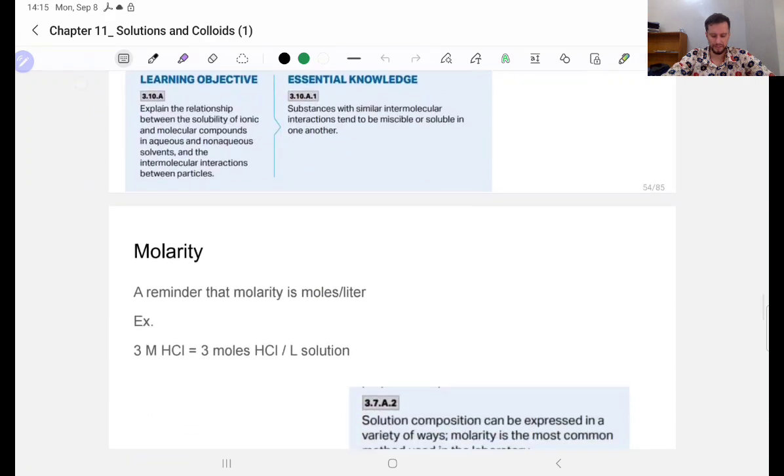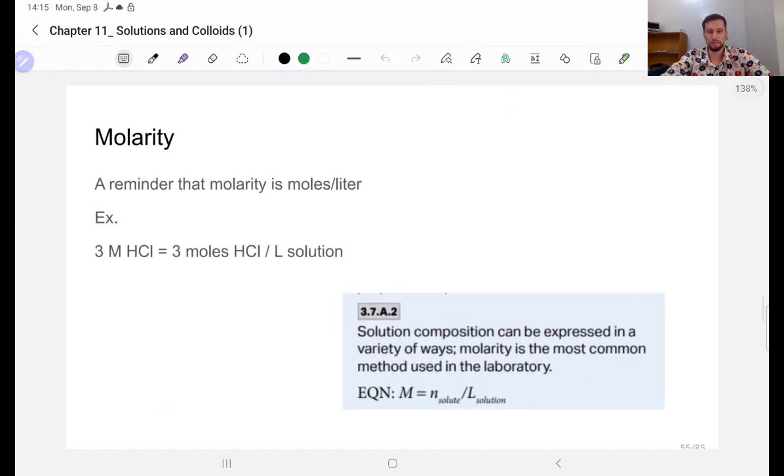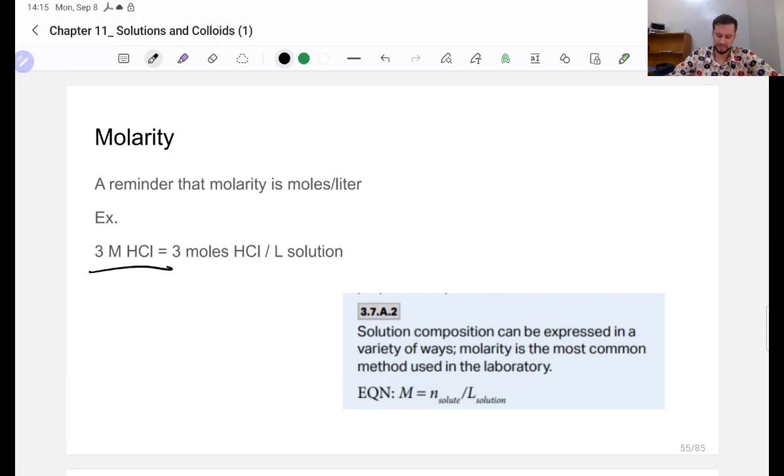So first of all, something that you probably already know, but molarity is moles per liter. And so reminder, for example, 3 molar HCl means 3 moles of HCl per liter of solution.